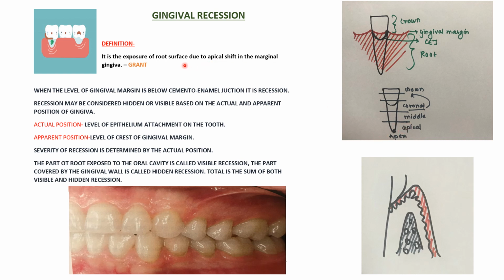And as it says, due to the apical shift, there is an apical shift in the gingival margin. So the gingival margin is the margin of the gingiva. Now gingiva is again divided into several parts. First is interdental gingiva. Now what does interdental gingiva mean? Inter is something between and dental is nothing but teeth. So something between two teeth is interdental gingiva. So gingiva between two teeth is interdental gingiva, this portion.